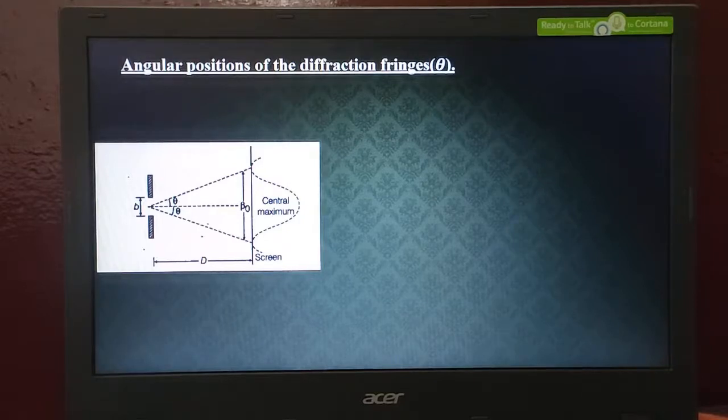That deviation of light we used to call as theta, or we may also call that as angular positions of a diffraction pattern. Now there is an expression for angular positions of a diffraction of light, and we have the expressions for both maxima and minima. Diffraction maxima and diffraction minima.